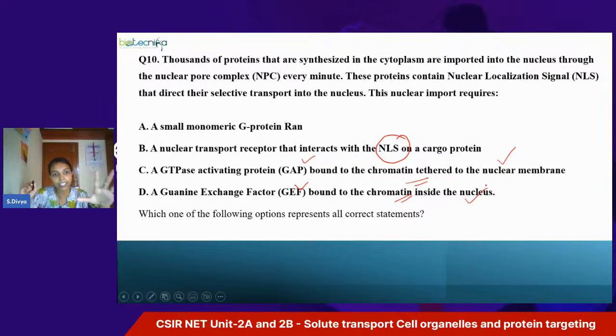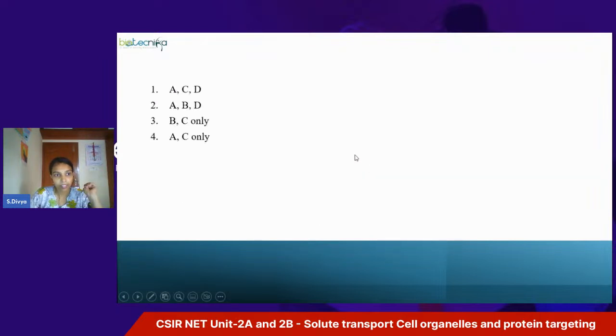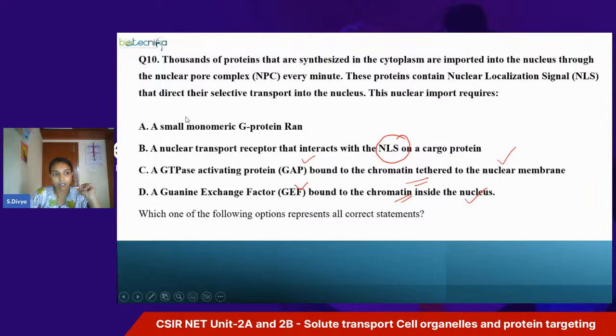Now you have to identify the correct combination of statements. These are the combinations provided to you: A, C, D; A, B, D; B, C only; A, C only. So among these four options, which one according to you is a correct combination? Check out the statements here once again. What are the requirements of protein import inside the nucleus?